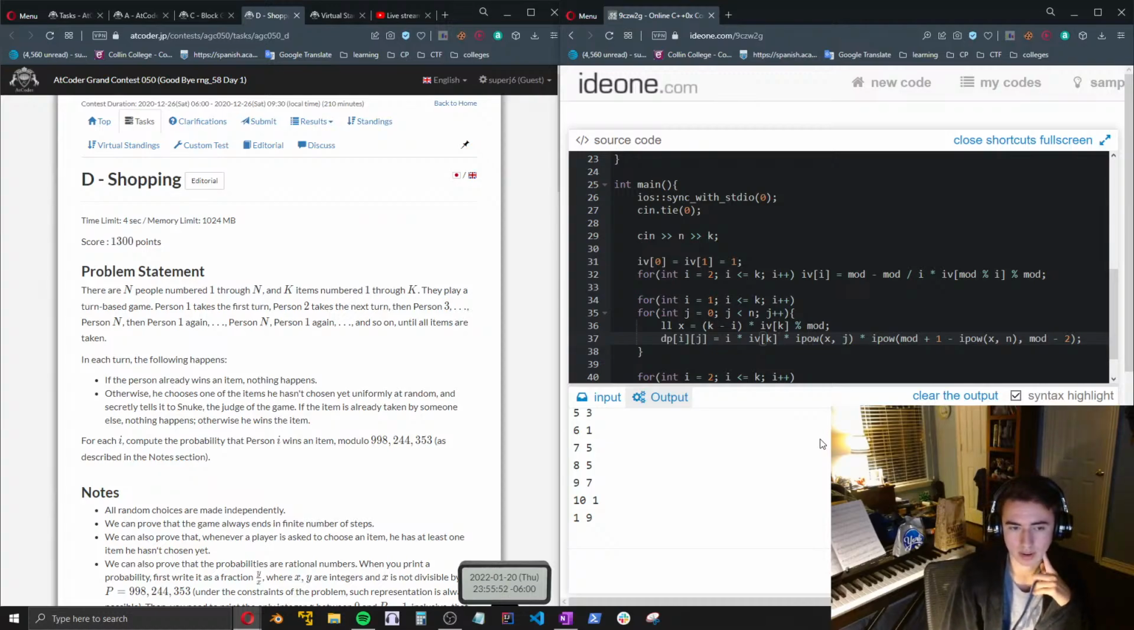How does this account for when the first player picks the first move? X to the J. Well, X would be 0, right? So X to the J would be 0 only when J is 0. I see. Yeah, okay. It should be I times IV, okay. So, come on.